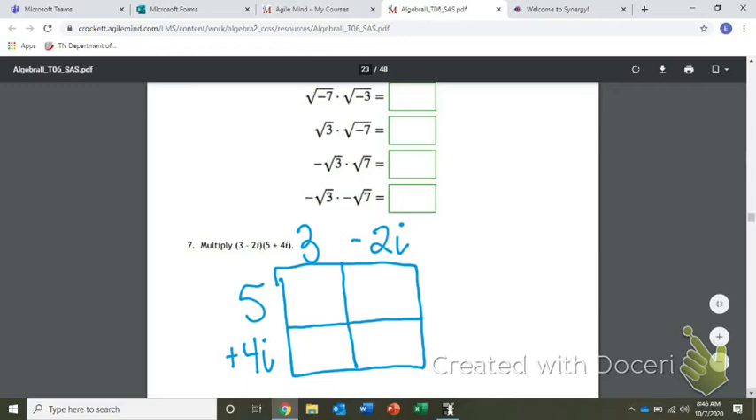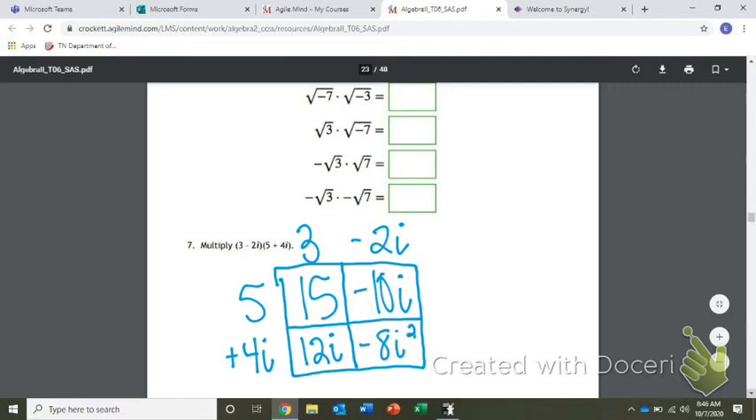All right, Grant, what is 5 times 3? 15. Braden, what is 5 times negative 2i? Negative 10i, good. Kendall, what is 4i times 3? 12i. BG, what is 4i times negative 2i? Negative 8i squared. Good. Negative 8i squared.